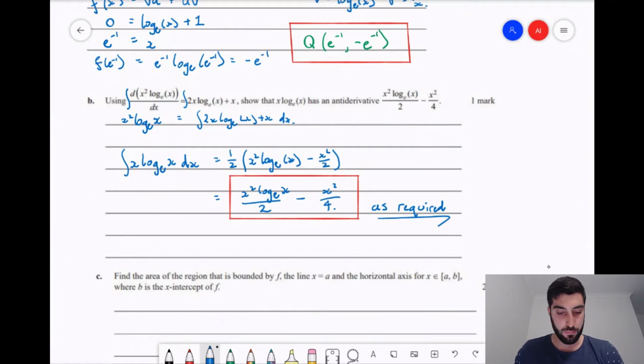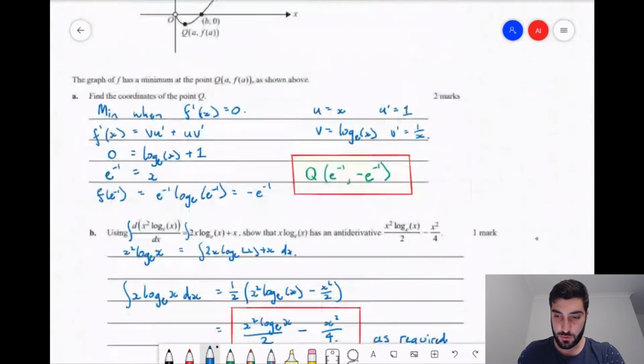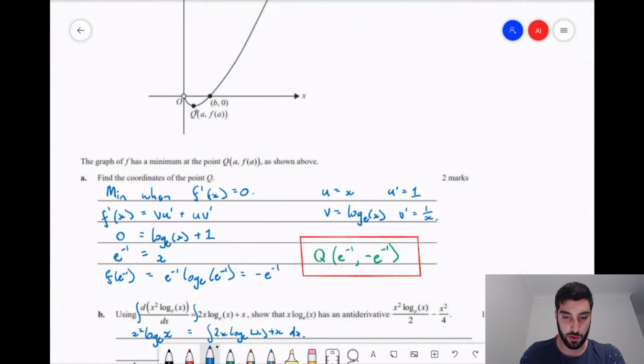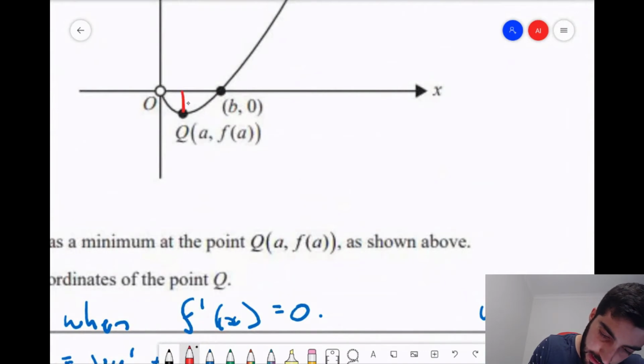Great. Moving on to question C. Find the area of the region that is bounded by f and the line x is equal to a, and the horizontal axis, for x spanning between a and b, where b is the x-intercept of f. So we've got the x-intercept of f, and we want it spanning between a and b. If I just zoom in on this area here, the way I'm understanding it is it's between the x-axis, the function, and that area that I'm drawing there. I'll just shade that in.